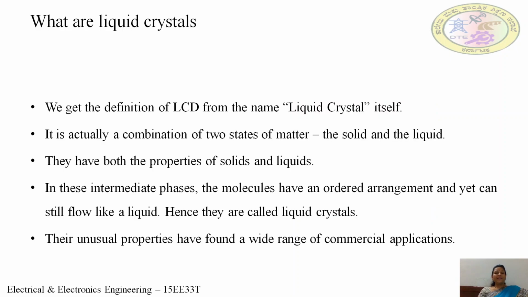Then what are these liquid crystals? Liquid crystal combines two states of matter, that is solid and liquid. These liquid crystals have the properties of both solid and liquid substances. That is, this forms an intermediate phase. In this intermediate phase the molecules are quite well organized, yet they can flow like a liquid. Hence they are called liquid crystals. And because of this unique feature of liquid crystals, they are found in many commercial applications.